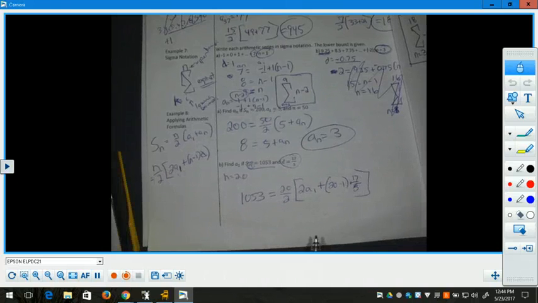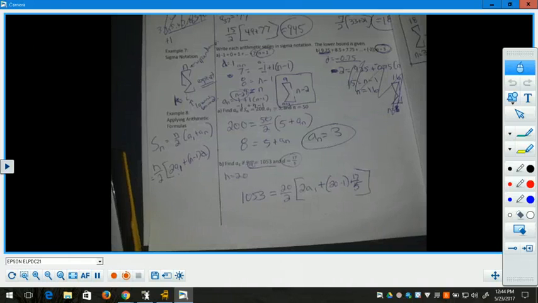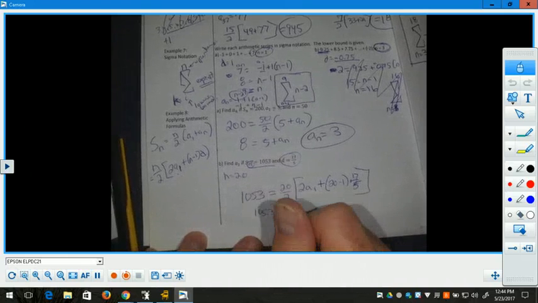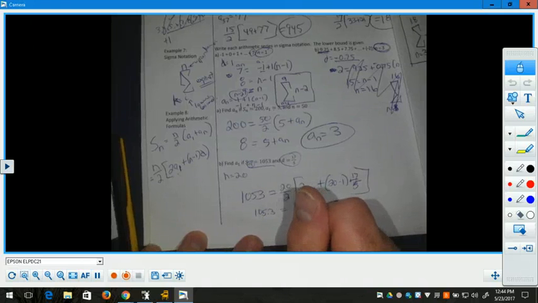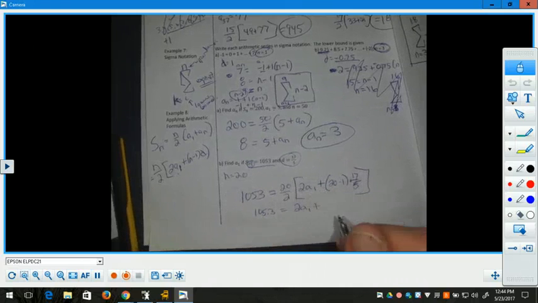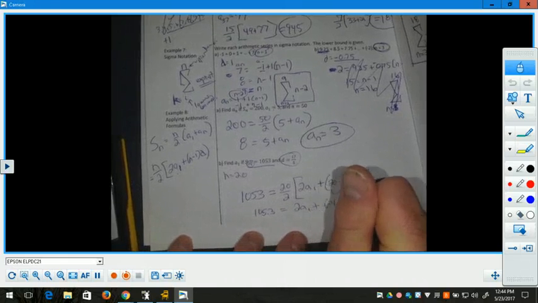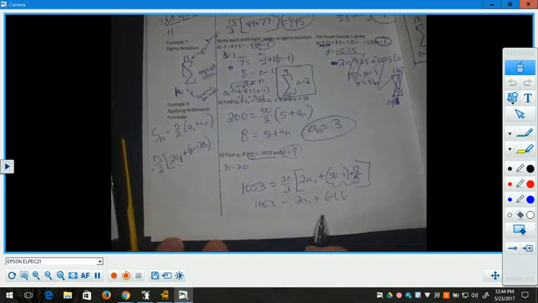17/5. Now I just have to solve for a sub 1. So I'm going to multiply by 2 over 20, or 1 over 10. So I get 105.3 equals 2 times a sub 1 plus, that's going to be 19 times 17/5, which when I put that together is 64.6. So now I'm going to subtract the 64.6 from the 105.3.